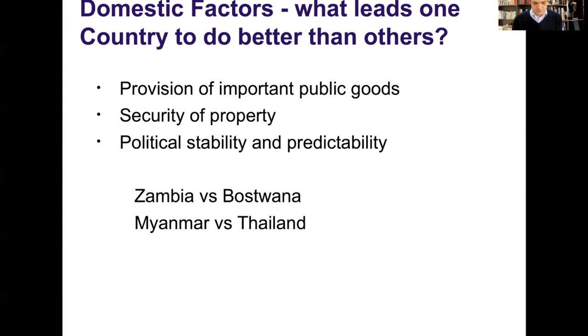We can analyze this, and several case studies have been done on specific countries where there is a variation across these three domestic aspects: provision of important public goods, security of property, as well as political stability and predictability. If we look at Sub-Saharan Africa, we can compare Zambia versus Botswana, where Botswana has done much better because the three factors above have been better implemented than in Zambia, which had been torn by several political crises, as well as changes of political systems and limited provision of public goods.